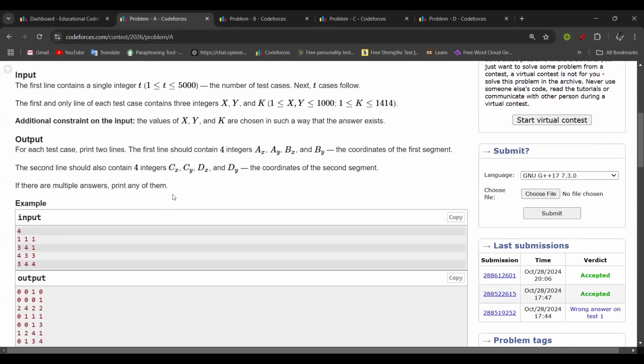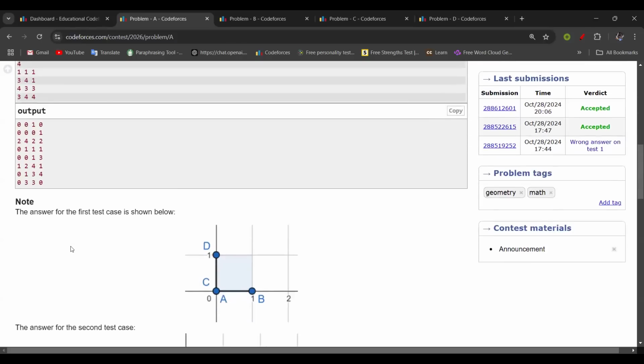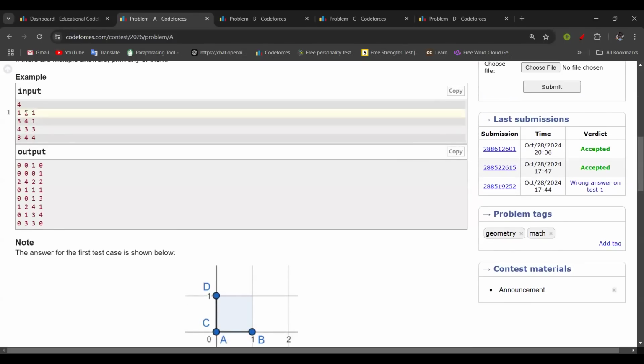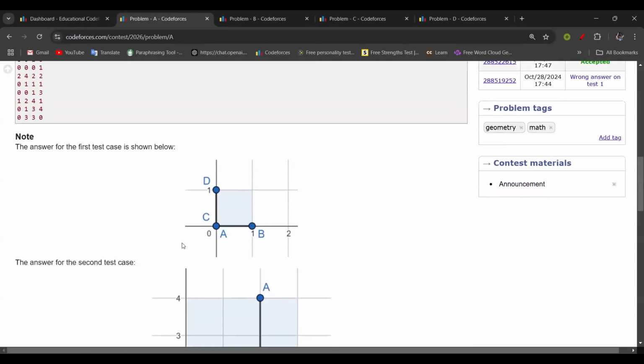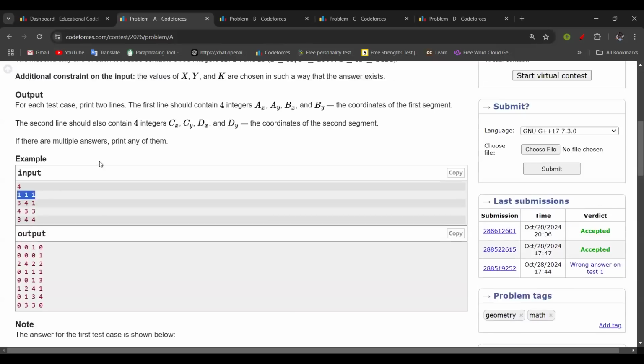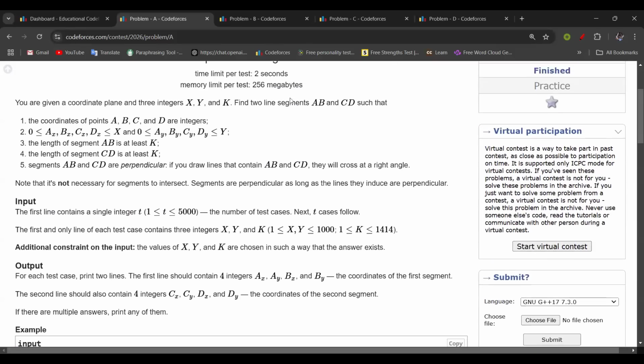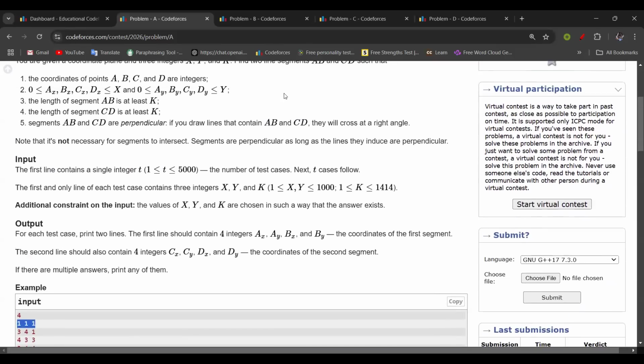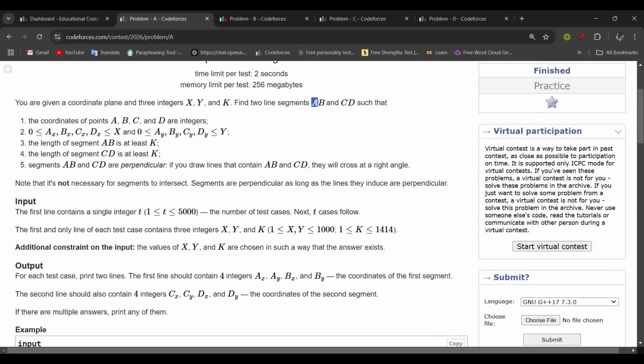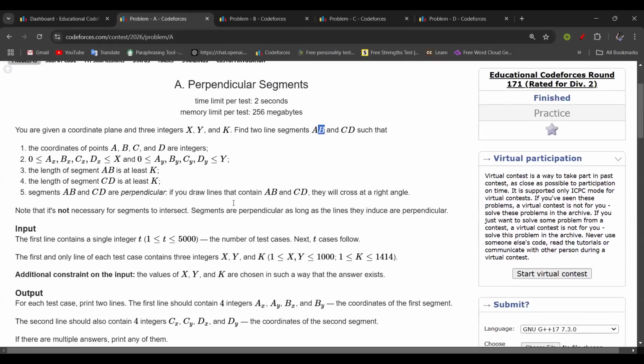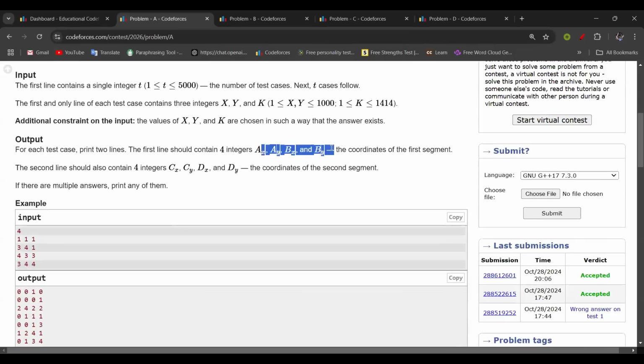Now we just need to print our answer for the given x, y, and k. For the first case, x, y, and k were 1, 1, and 1. We needed to print the coordinates of A and B, that is, the line segment AB: x coordinate of A, y coordinate of A, x coordinate of B, y coordinate of B. Like this we need to print. Then x coordinate of C, y coordinate of C, x coordinate of D, y coordinate of D.